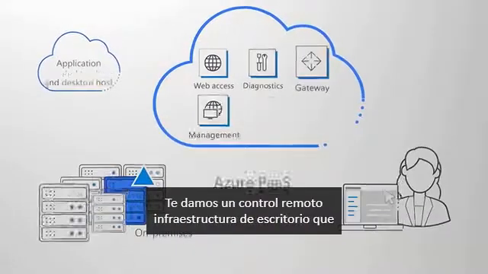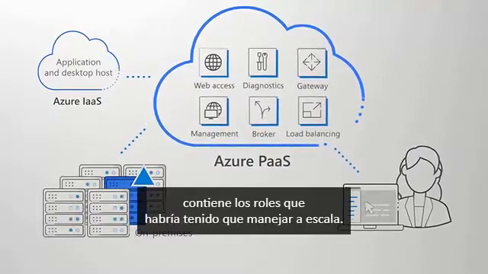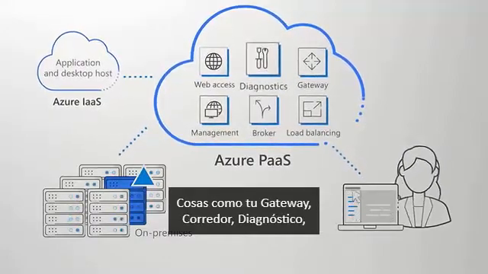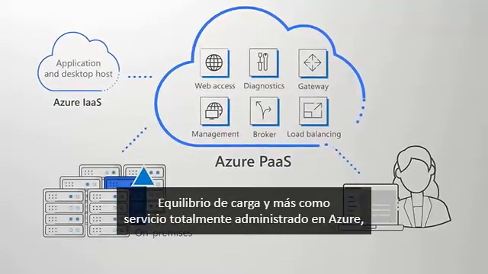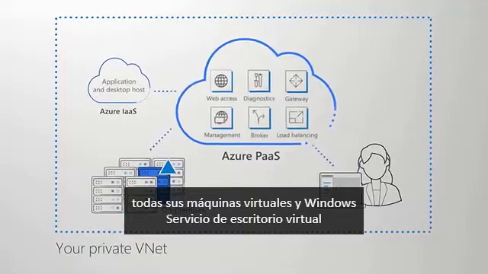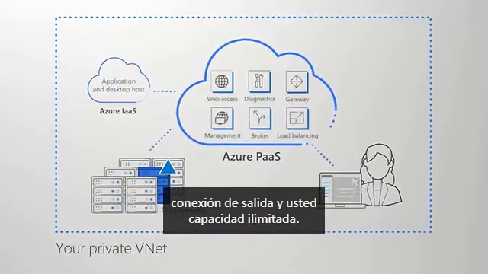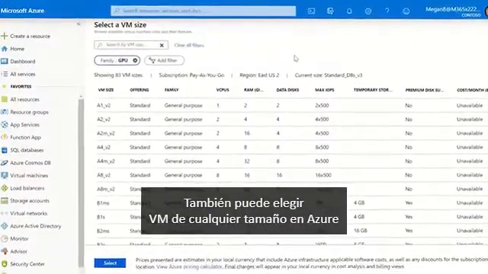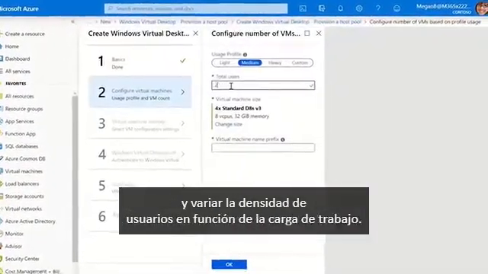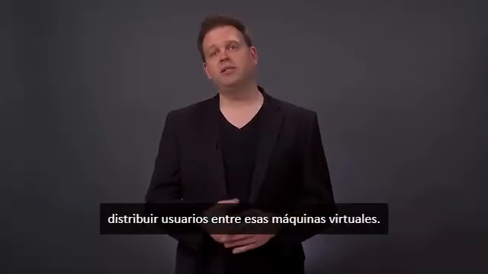We give you a remote desktop infrastructure that contains the roles that you would have had to manage at scale. Things like your gateway, broker, diagnostics, load balancing, and more as a fully managed service on Azure. All your VMs in the Windows Virtual Desktop service communicate over a secure outbound connection, and you benefit from unlimited capacity, and you can also choose any size VM in Azure and vary the density of users based on the workload. We also give you more choice in how you distribute users across those VMs.